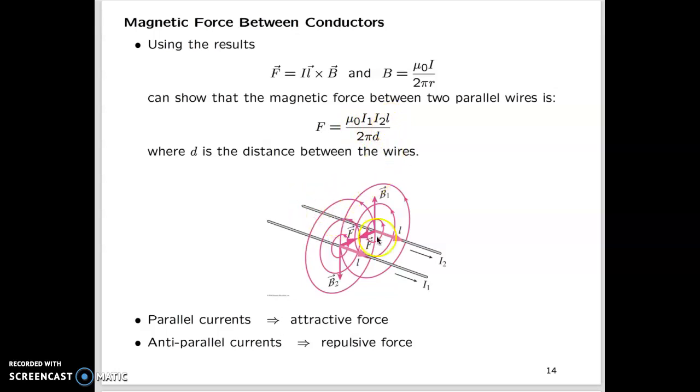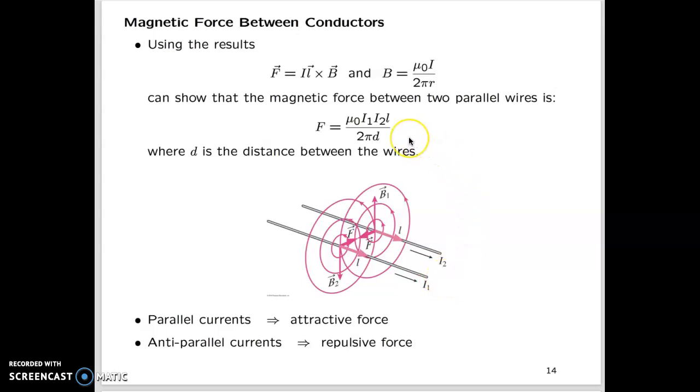L is going to be the length of each of these wires. We're assuming that they're the same length. And I1 and I2 are the currents. D is the distance between the wires. So not surprisingly, the more widely spaced the wires are, the bigger D is, the smaller the force is. And also not surprising, if you increase I1 or if you increase I2, or both of them if you want, then you're going to increase the force. If you increase the length of each of these wires, you'll also increase the force.